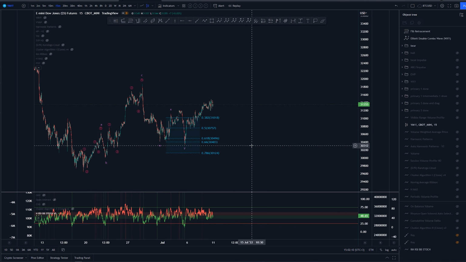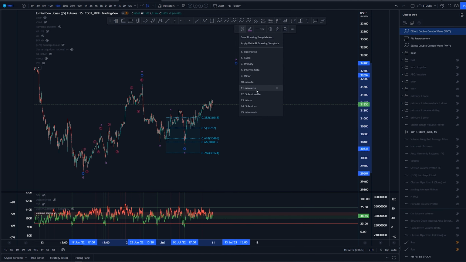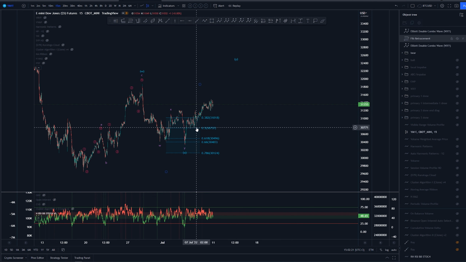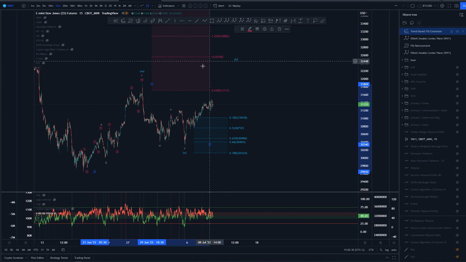So overall, as we had 3-3, then we would be looking again for a 3 wave to finish this whole thing up. So something like this, and this would be a minute count. Let's take a look at what the extension targets are for this correction to end, like so, and wave C.